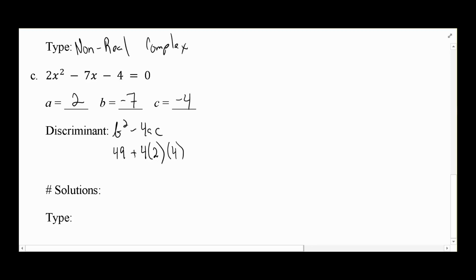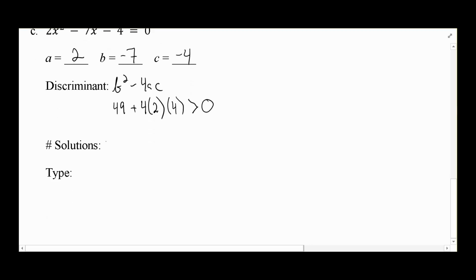Then again, we don't need to do the arithmetic. We have 49 plus a positive number. If I have 49 plus a positive, this whole thing is going to be positive. And that means I'm going to have 2 real solutions.